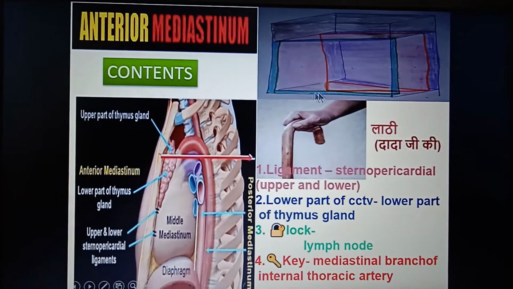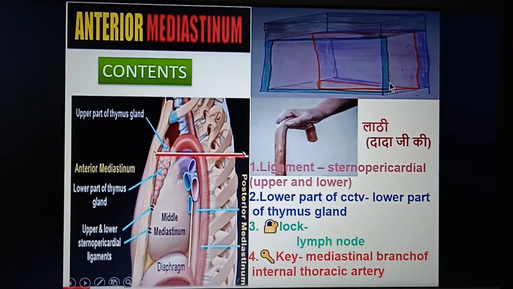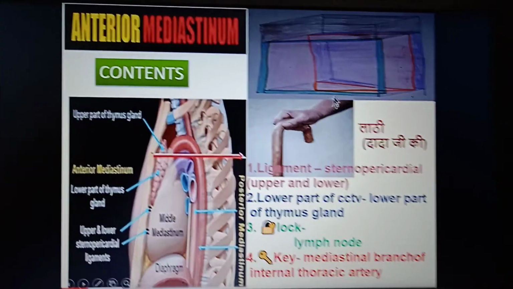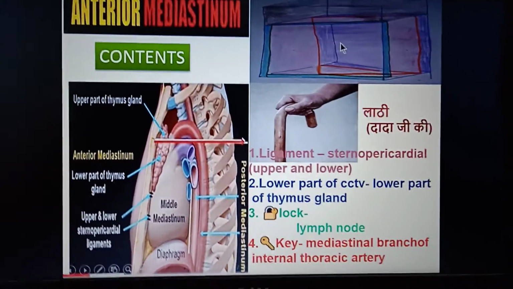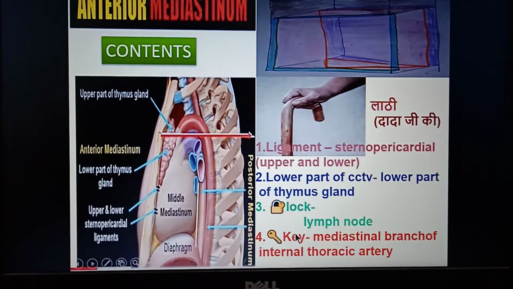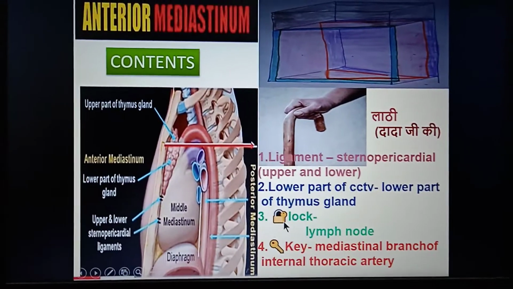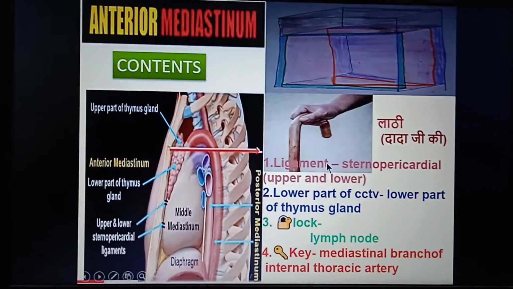It just looks like a campus. No one is residing here like husband, wife, children. It is just like a campus in front of a house. So what are the inhabitants of that campus? It is the ligament.